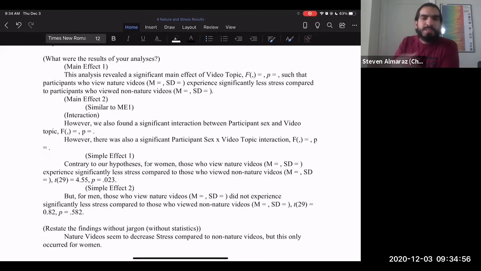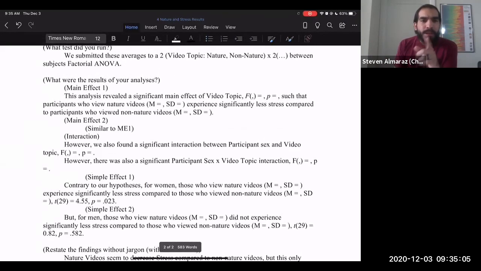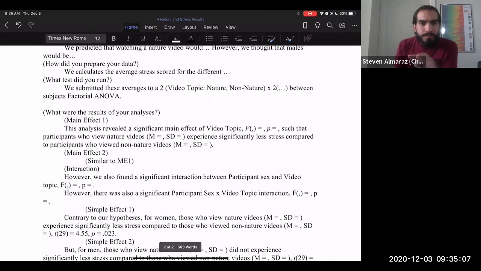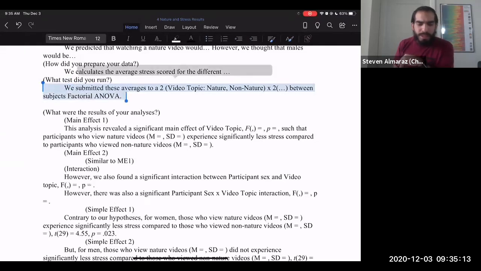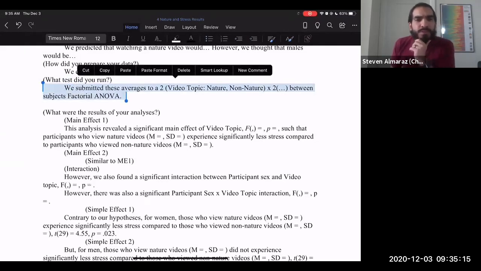Contrary to our hypotheses, for women, those of your nature videos, blah, blah, blah. And that one little sentence is the part where you just say, were we right, basically? Okay. So right here, we submitted these averages to a blank by blank between subjects factorial ANOVA.